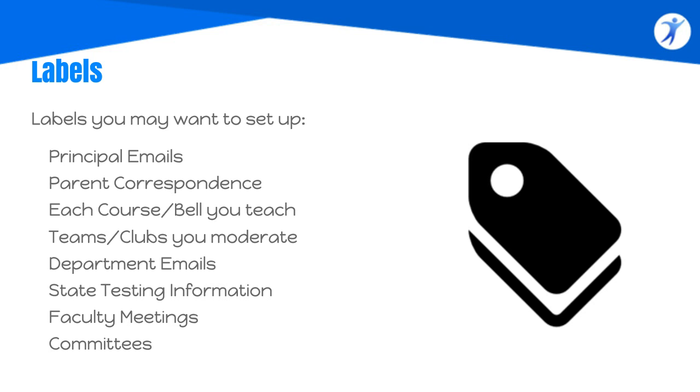Basically, I create a label for pretty much everything because it just helps me stay organized, and it's really fast. If I just click a label on that left-hand side, it pulls up every email that has that label applied to it for me. So it helps you find things much quicker in your email inbox than just scrolling through everything.